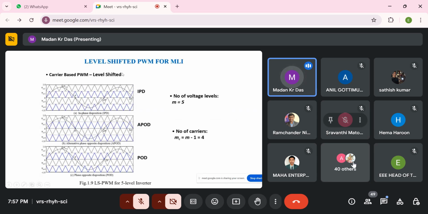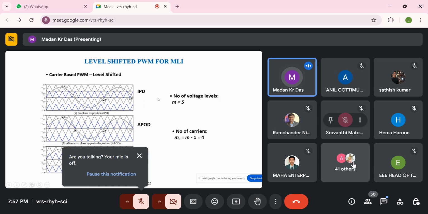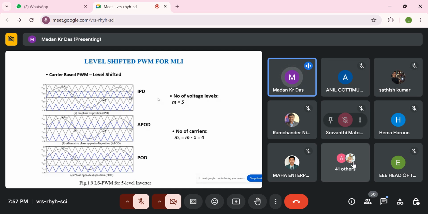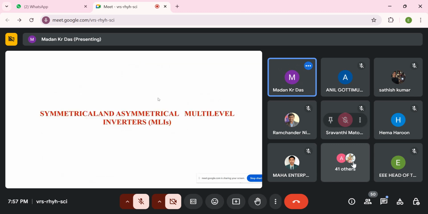Now the level shifted PWM technique. Suppose we discuss a 5 level inverter: we use n minus 1, that is 4 carriers, and one reference signal to generate the 5 level output. This is the level shifted PWM technique for a 5 level inverter. Similarly, for a 7 level inverter, n minus 1 is 6 carriers, compared with one sinusoidal signal. For 9 level, n minus 1 is 8 carrier signals compared with one sinusoidal signal to generate the 9 level output of the inverter.